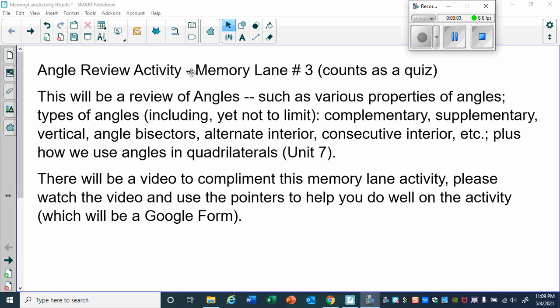Angle review activity, Memory Lane number 3, counts as a quiz for 4th quarter. This will be a review of angles, such as properties and types of angles, which we listed as complementary, supplementary, vertical, etc., along with how those angles will be used in quadrilaterals, Unit 7. So this video will complement the Memory Lane activity.